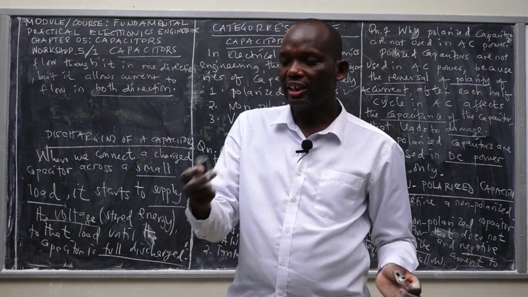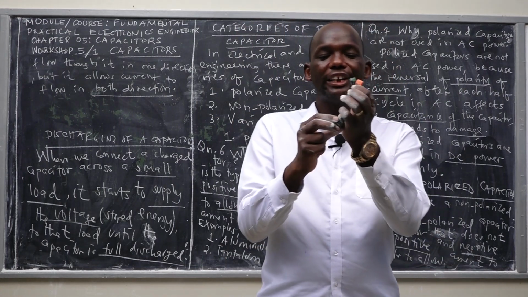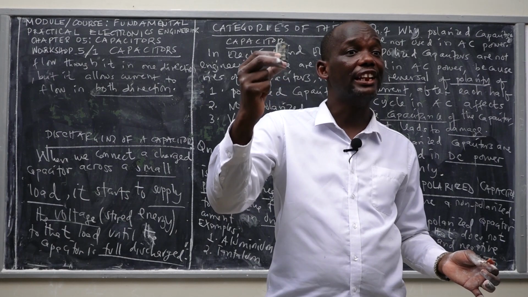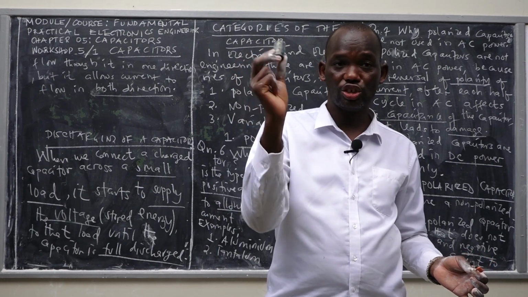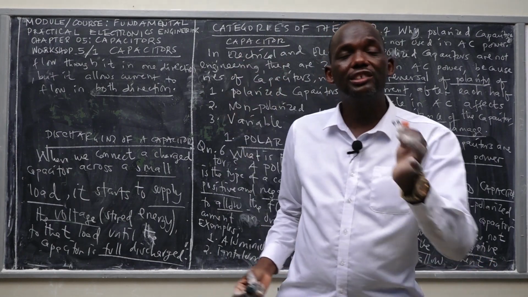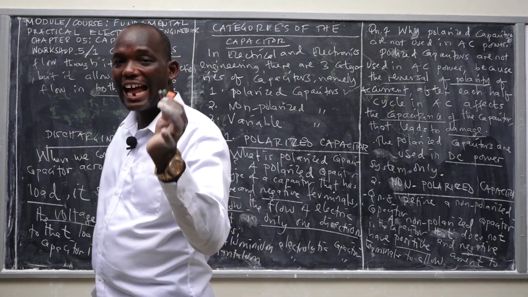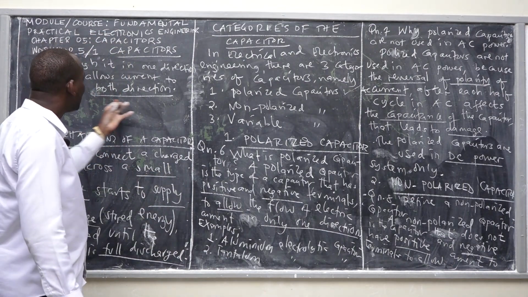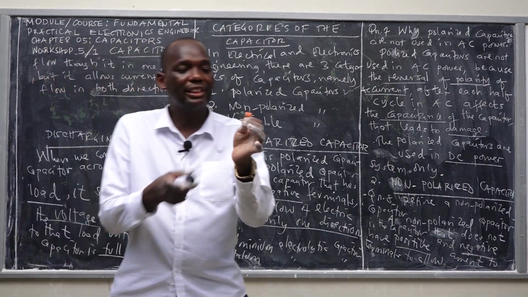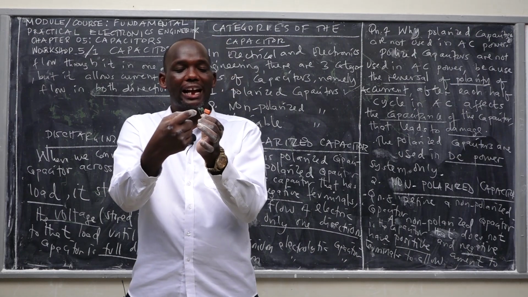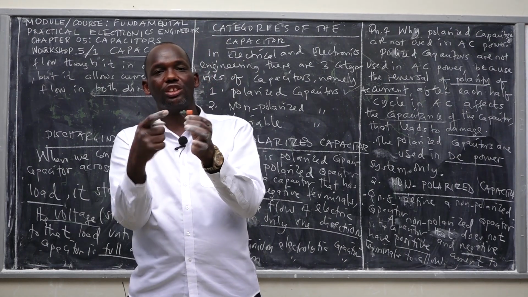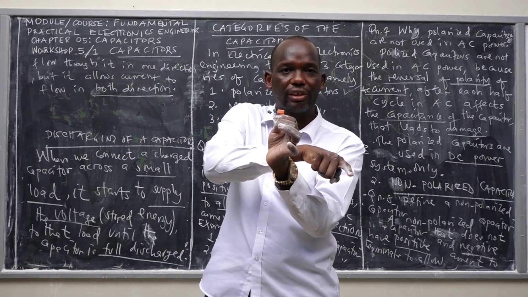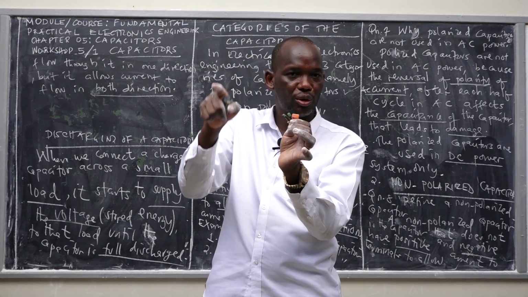For that case, this capacitor will allow electric current to flow only in one direction, from the positive terminal towards the negative terminal. This is a polarized capacitor. These non-polarized capacitors allow the flow of current in both directions. What does it mean, both directions? It means the flow of current might come from this side to this side, or from this side to this side. Right? That's the meaning of both directions.